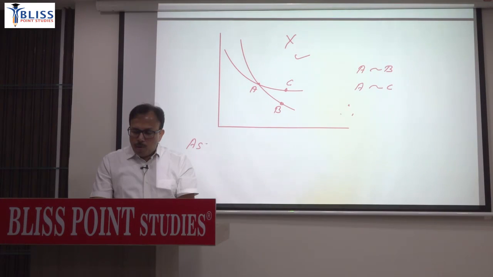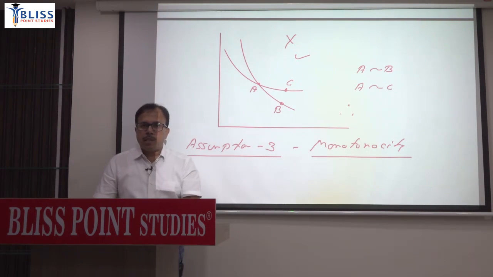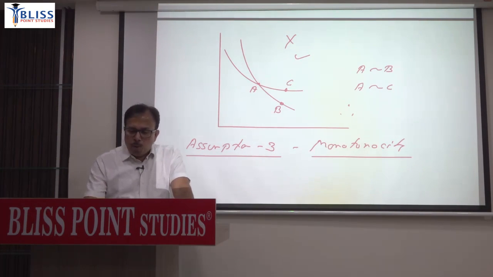Move to assumption number 3. The third assumption is monotonicity, and the monotonicity assumption simply means that more is preferred, or more is better. Monotonicity means more is preferred or more is better.